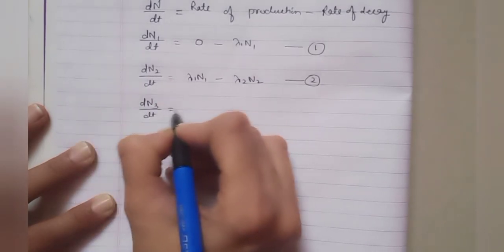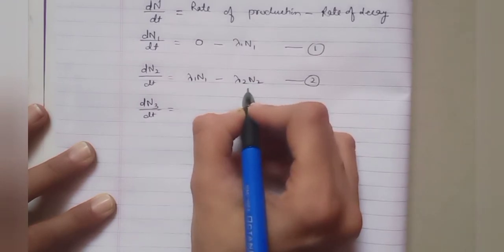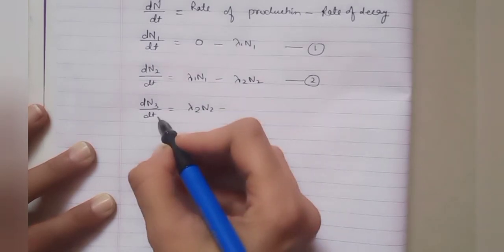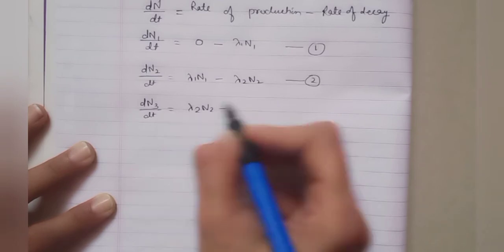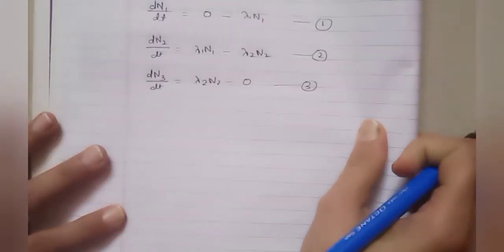Now we will have dN3 upon dt, which is equal to the rate of production of C, which is nothing but the rate of decay of B. So we can write lambda 2 N2, and as C which is formed is a stable element, there will not be any decay. So the rate of decay for C will be 0. So we have these three equations.